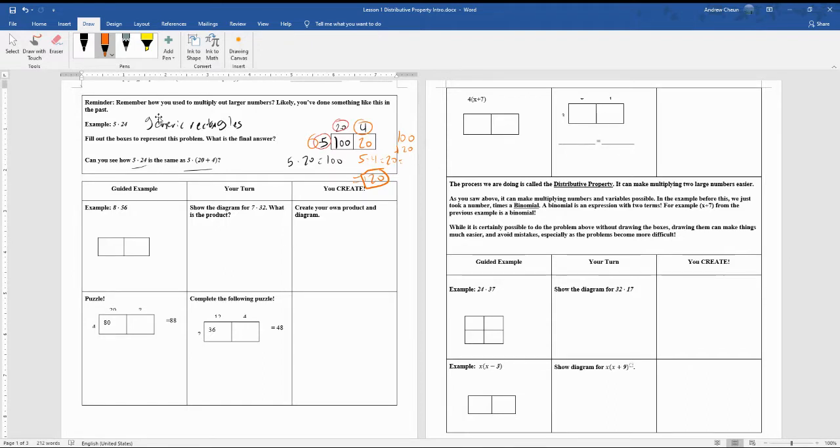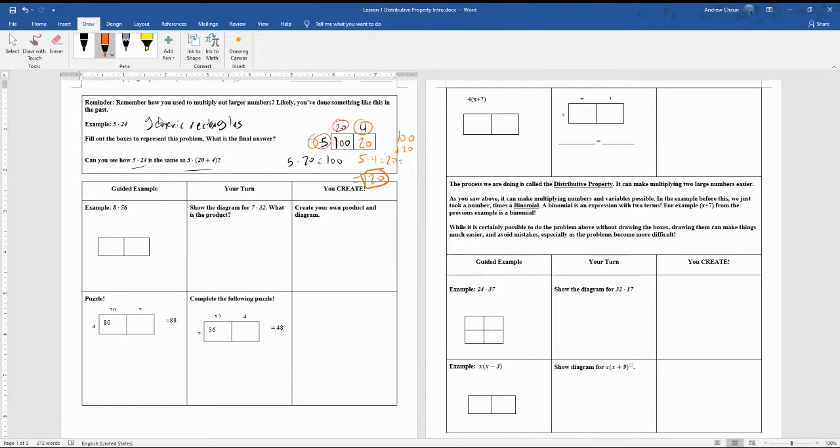So basically, again, just to repeat what I did, I wrote down the side lengths of my huge generic rectangle, and then what I need to do is to find the area of each little individual rectangle. So I did 5 times 20 and 5 times 4 to get 100 and 20 respectively, and then we just add these two numbers up together to get our full answer, which is 120.